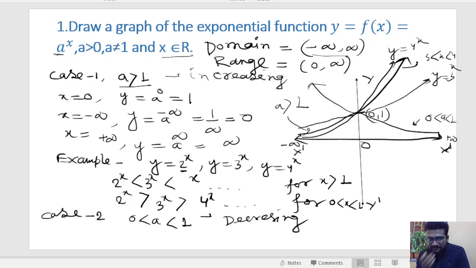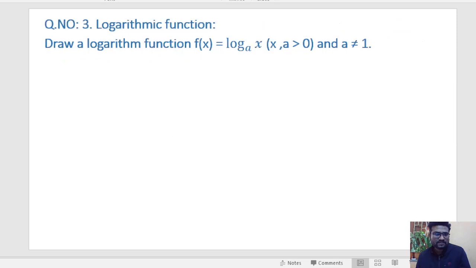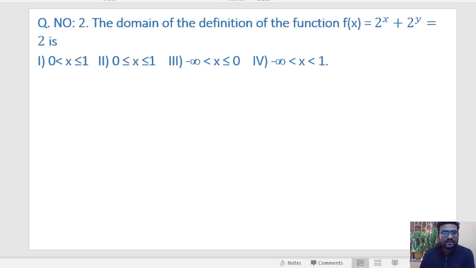So we take some important questions. The domain of the definition of the function f(x) equals 2 to the power x plus 2 to the power y equals 2. What is the domain of this function? Four options, one option correct. This question is for JEE Mains, WBJEE, and any competitive exams.